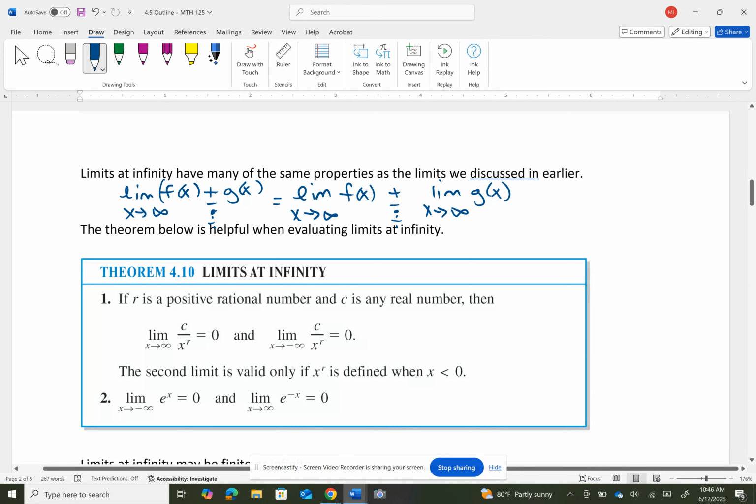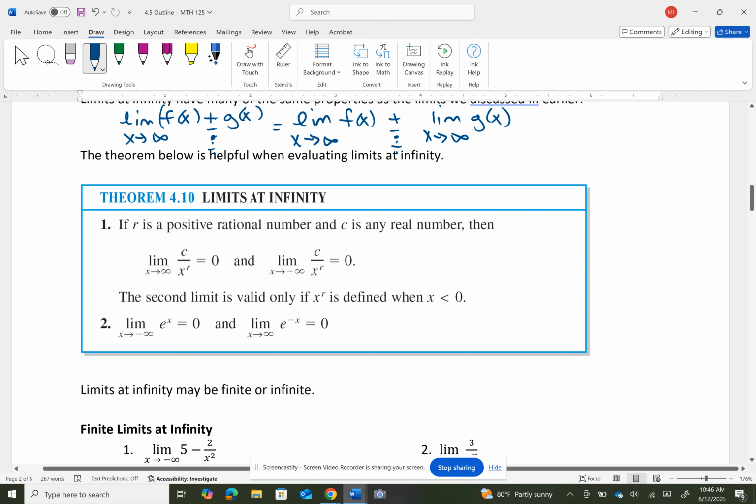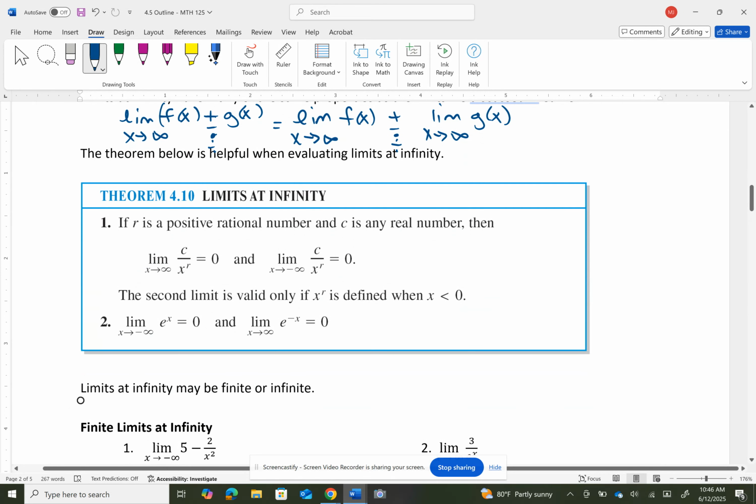So that kind of thing you can still do. And then here in this box, limits at infinity that are good to know, I just want to put in actual numbers so you have a sense of what it's really trying to say.